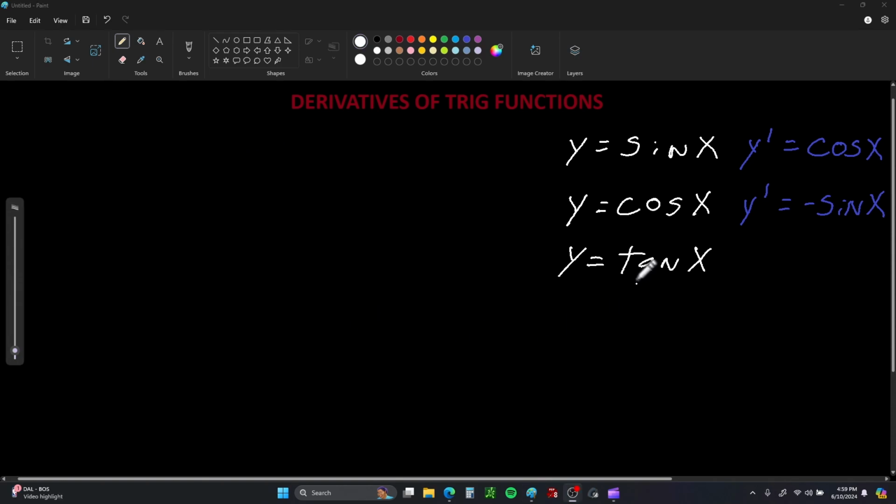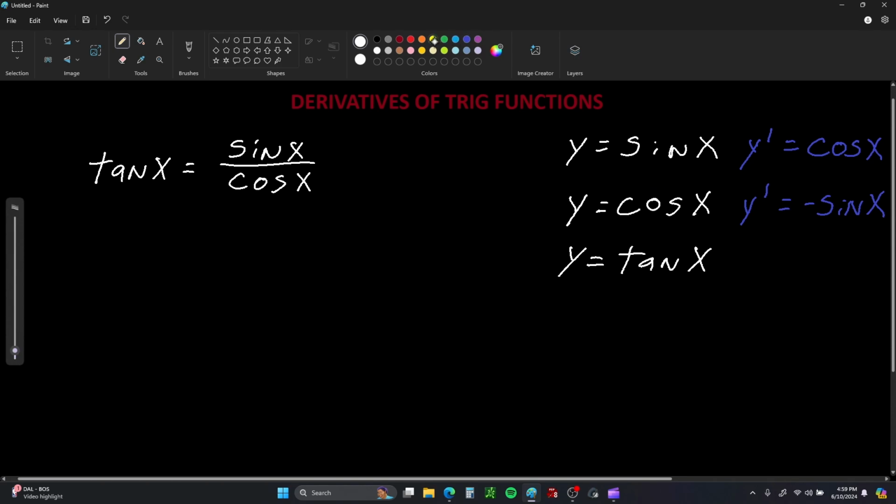In order to find the derivative of tangent x, we're going to need to look at a few trig identities and information that we already know for derivatives. First, we understand that tangent x is equal to sine x divided by cosine x. Without absolutely knowing what the derivative of tangent x is, I can find the derivative of this quotient, since I already know the derivative of sine and cosine.